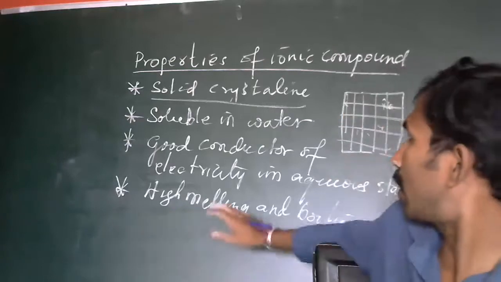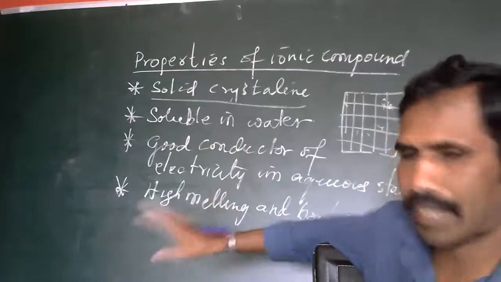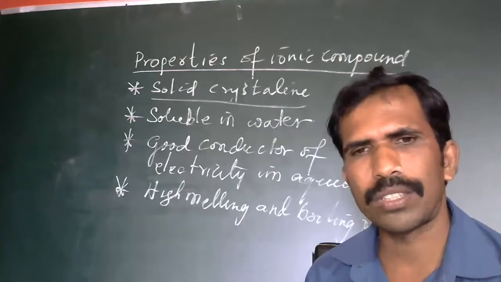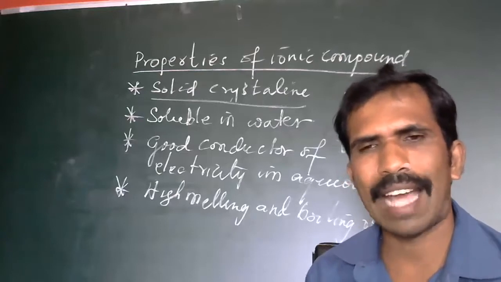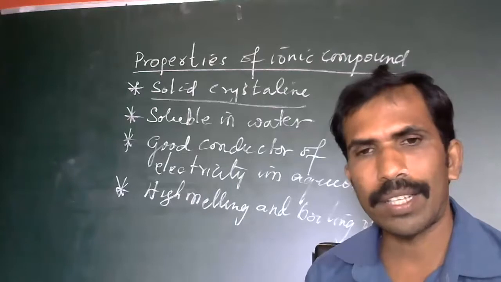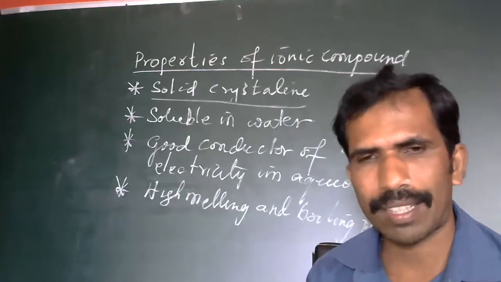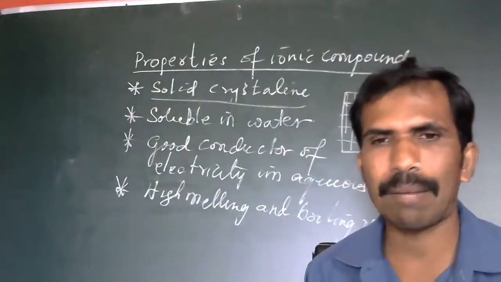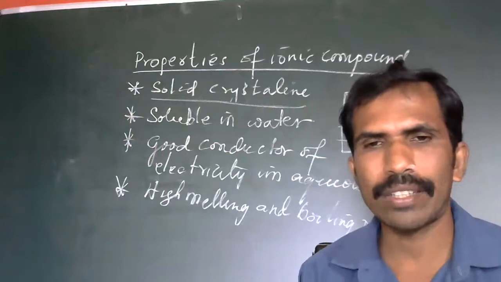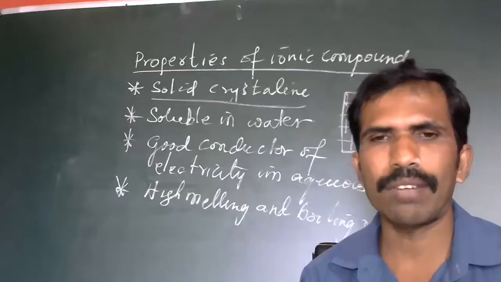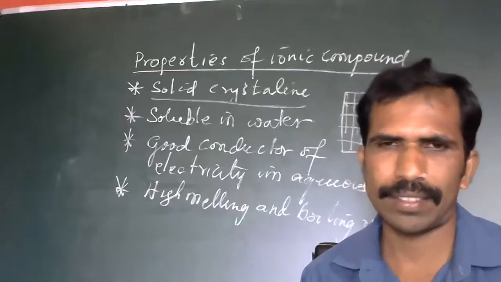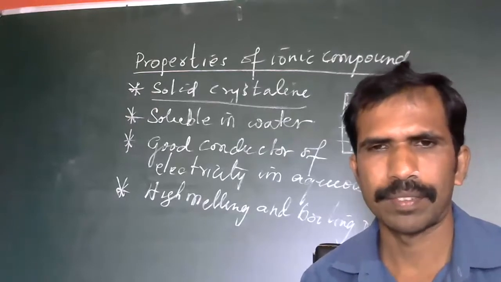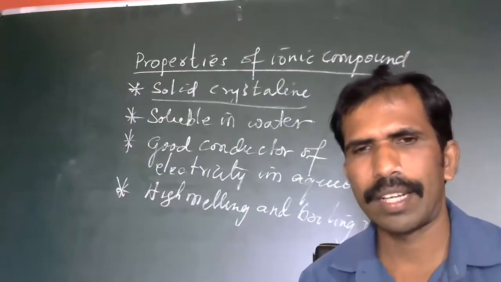So these are some properties to take. They may ask this question: why are ionic compounds good conductors of electricity only in the aqueous state? See, in the solid state, when they are in powder or crystalline solid form, they are actually bad conductors. When they dissolve in water, they become good conductors of electricity. I hope you are getting my point.